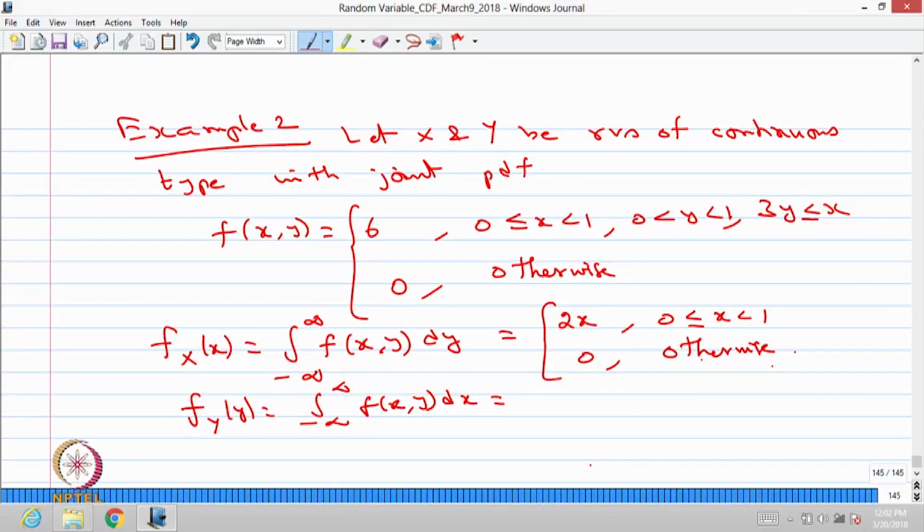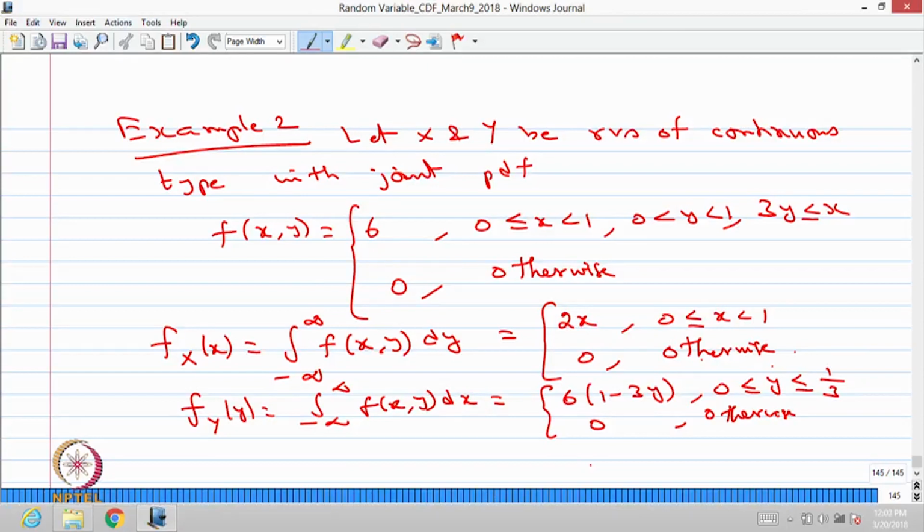Here also I am skipping the integration part. One can get the answer, that is 6 times (1 minus 3y) when y lies between 0 and 1/3, and 0 otherwise. That means within this interval 0 to 1/3 the probability density function is greater than 0, 6 times (1 minus 3y), otherwise it is 0.